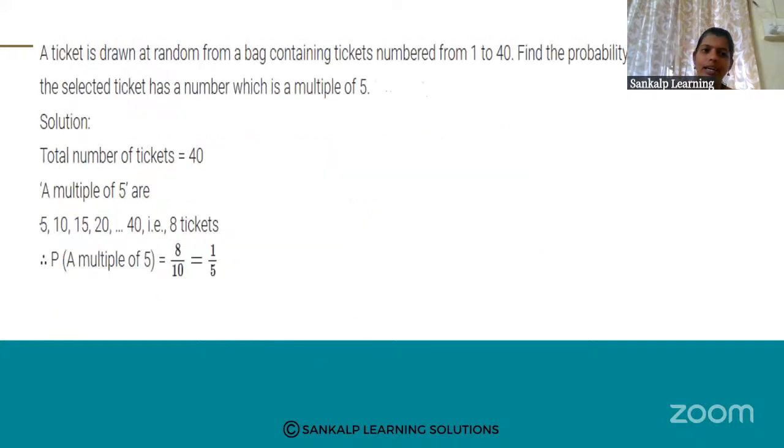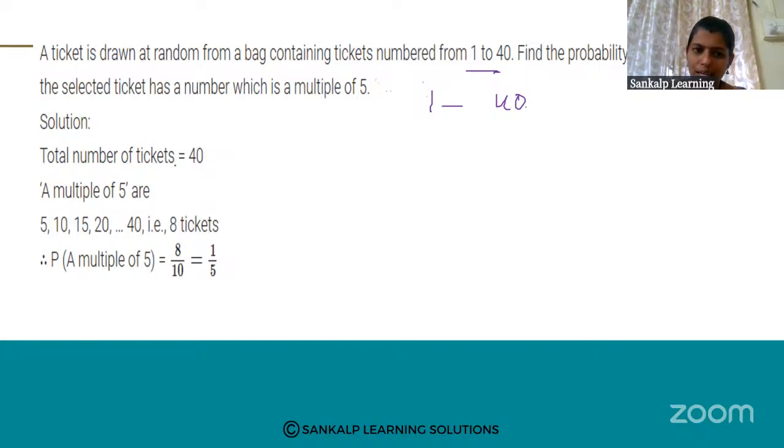Next, a ticket is drawn at random from a bag containing tickets numbered from 1 to 40. Find the probability that the selected ticket has a number which is a multiple of 5. So we have taken a ticket from a bag. How many tickets are there, and what are the ticket numbers? 1 to 40. Find the probability that the selected ticket has a number which is a multiple of 5. Let us see.